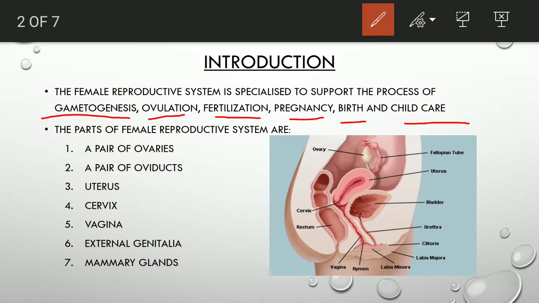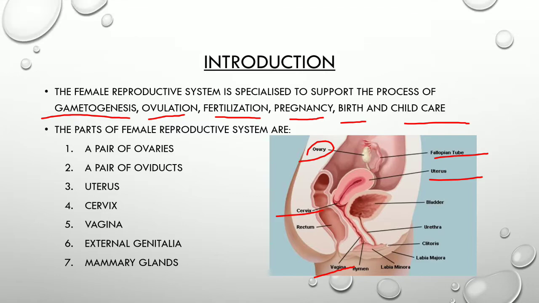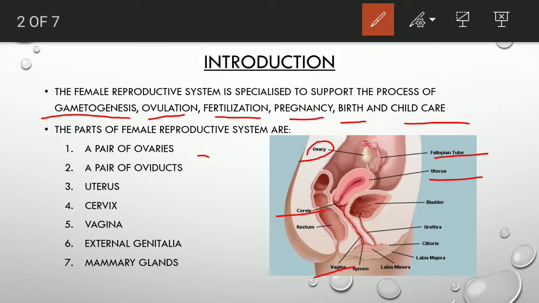The parts of female reproductive system are ovary, oviduct, uterus, cervix, vagina, external genitalia, and mammary glands. Now we will study about these parts separately.